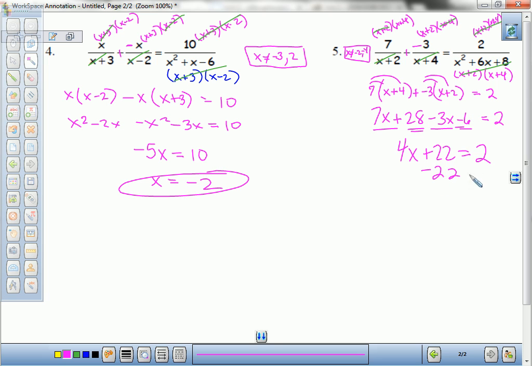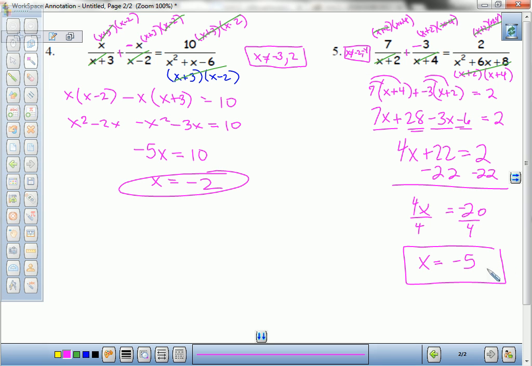So we subtract 22, and we get 4x equals -20. So we divide by 4, and x is -5. Was -5 a restricted value? No. So that is our solution. X equals -5. Okay. So any questions about solving?